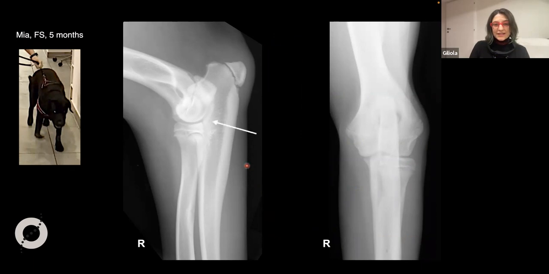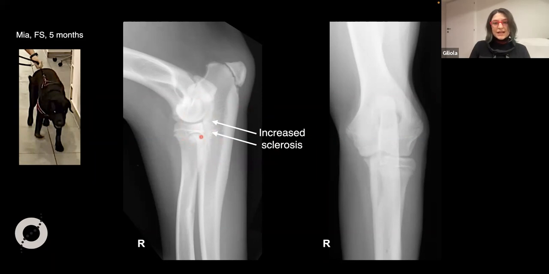What was evident is that there is an increased sclerosis. So this part of the bone is whiter, and the more thickened and white the bone is, the more pressure is carried. In a very young patient, to have sclerosis of the ulnar notch is really worrisome, because it means there is too much pressure on the medial coronoid process. This is a radiographic sign that tells us this dog has a high chance to develop fragmented coronoid process.